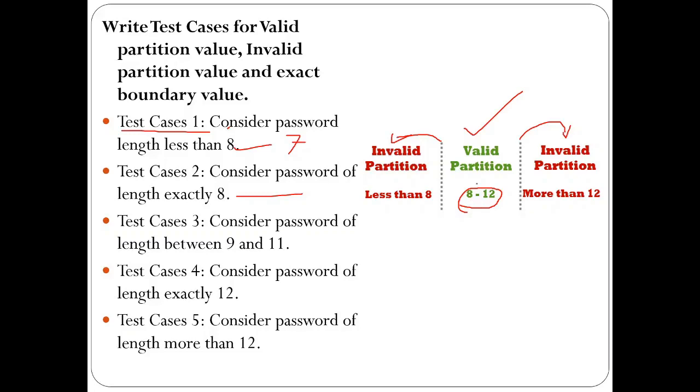So 9 falls in this partition and also 11 falls in this partition. Okay, so that means these are valid partition values.